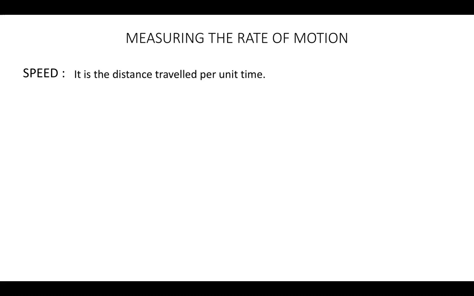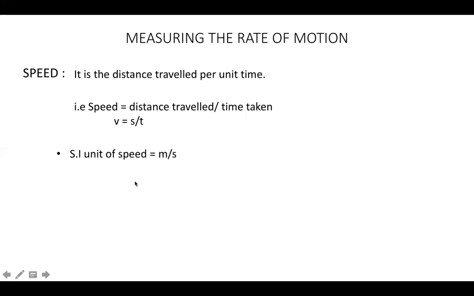So speed is calculated as distance traveled per unit time, which can be written as V equals to S by T. As speed is always denoted by V, distance traveled by S, and time taken by T. SI unit of speed is meter per second, because SI unit of distance traveled is meter and time taken is S. So distance traveled divided by time, SI unit becomes meter per second, which is the SI unit of speed.